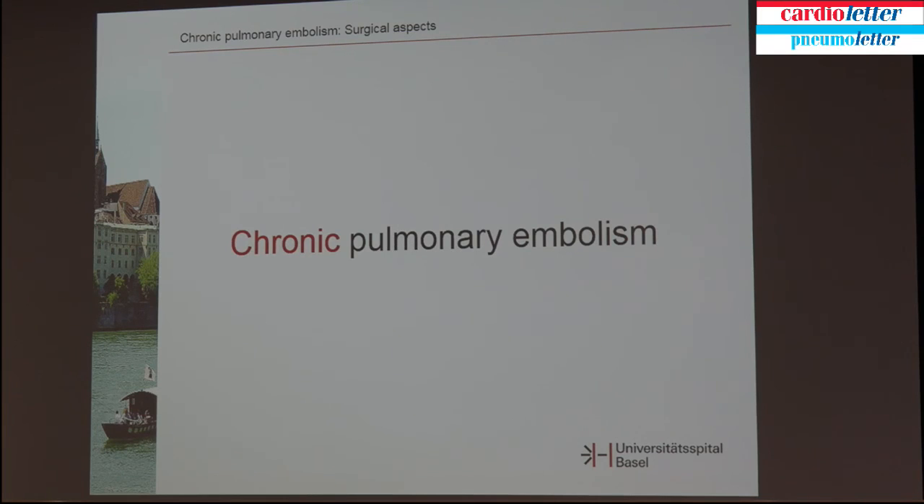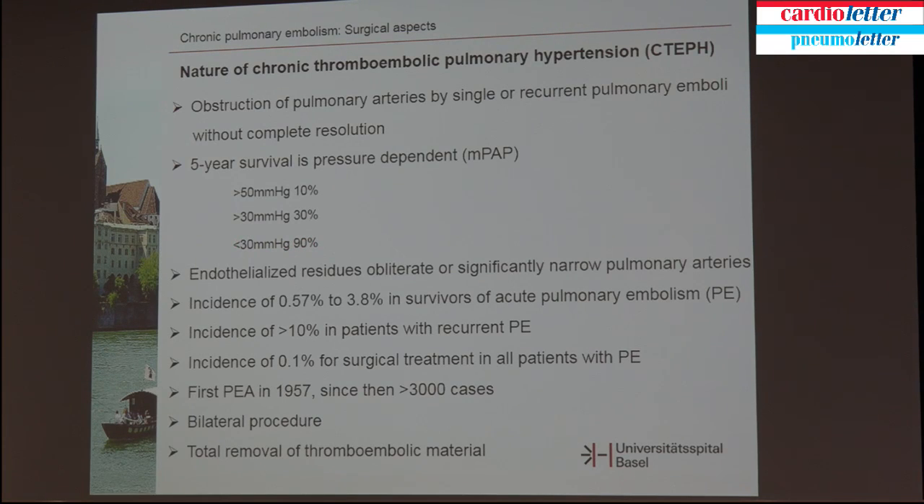Now, looking at the chronic emboli, this is kind of different compared to the acute setting. The nature of chronic thromboembolism is an obstruction of the pulmonary arteries by single or recurrent emboli without complete resolution. The 5-year survival in these patients is dependent on the mean pulmonary artery pressure. With a pressure of more than 50 millimeters of mercury, the 5-year survival is about 10%. If the mean PAP is more than 30 millimeters of mercury, you have a survival rate of 30%. If it's lower than 30 millimeters of mercury, then you have a chance of 5-year survival of 90%.